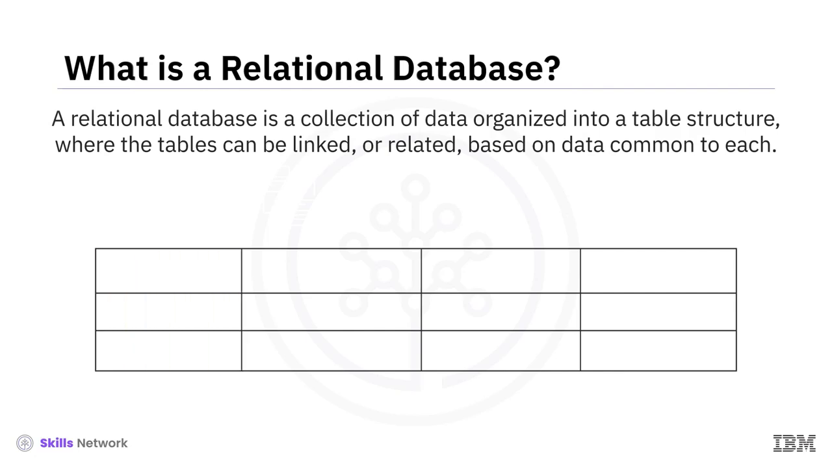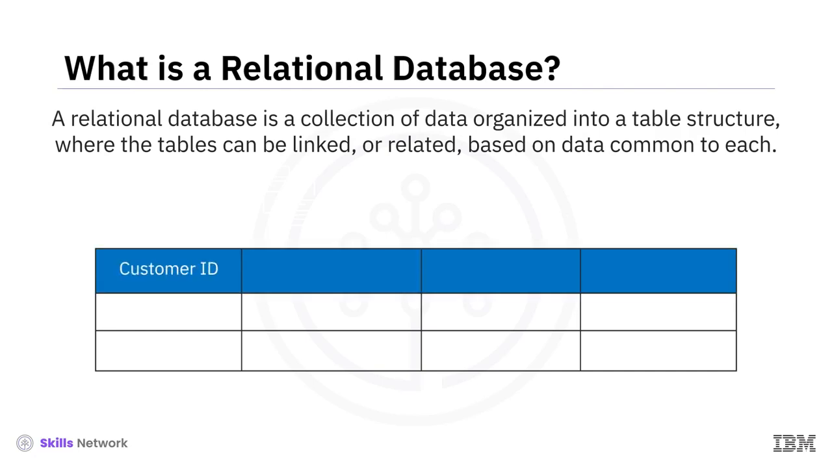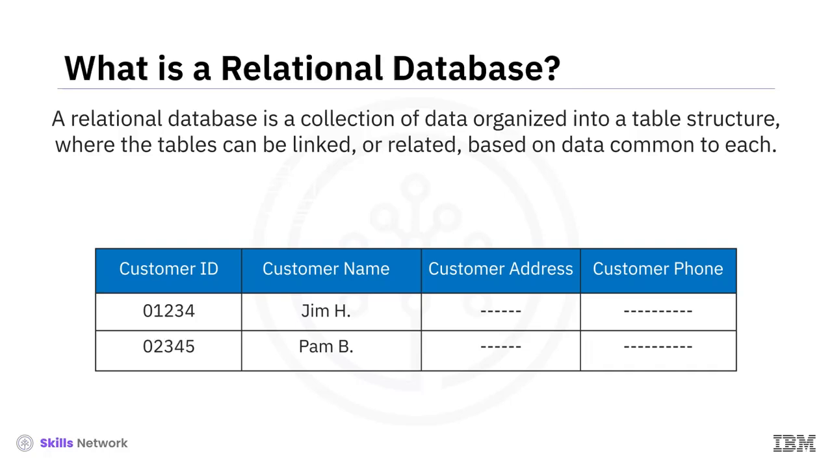Let's take the example of a customer table that maintains data about each customer in a company. The columns or attributes in the customer table are the customer ID, customer name, customer address, and customer primary phone, and each row is a customer record.